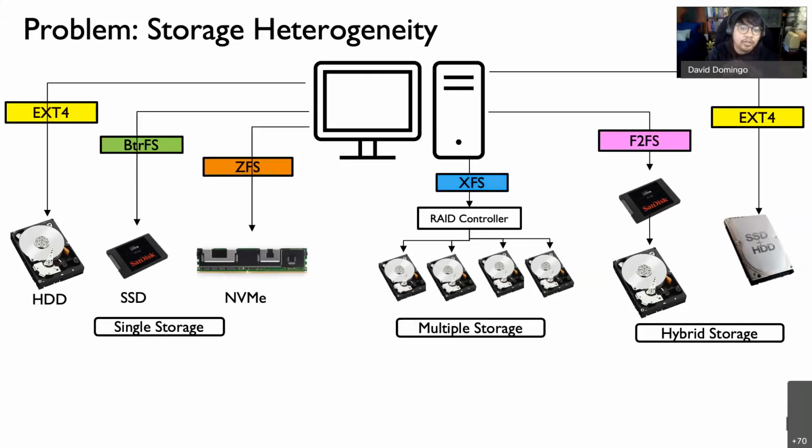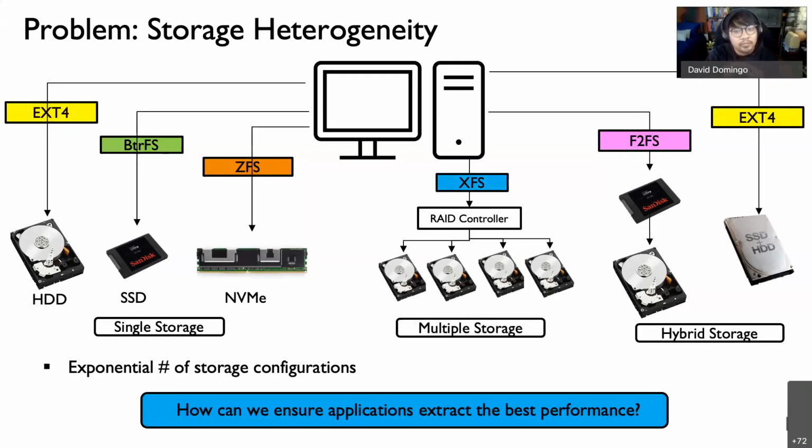So with all these setups coupled with all the different file systems you can use to manage the way data is stored on these devices, we can see that there is an exponential number of storage configurations we can use, each providing differing amounts of storage performance. So the main question is, whatever storage configuration we use, how do we ensure that applications extract the best performance?